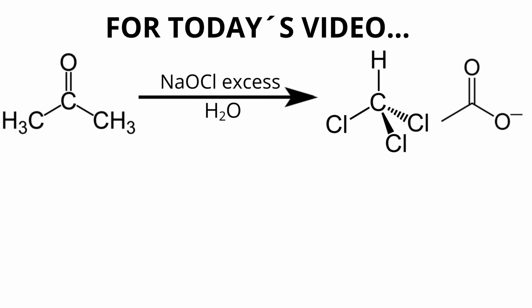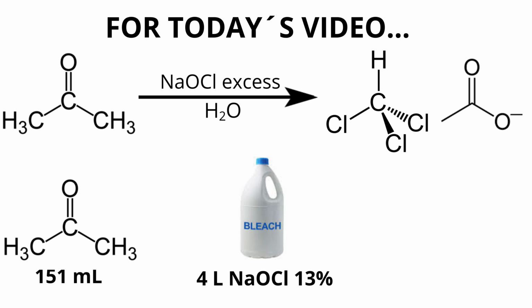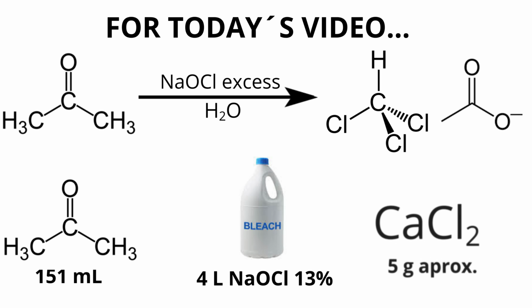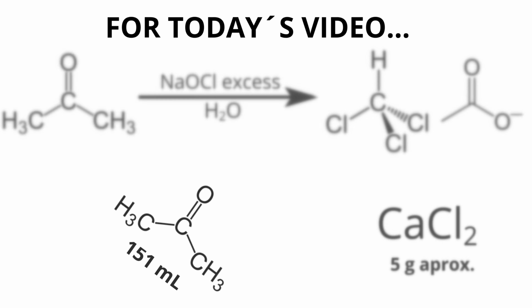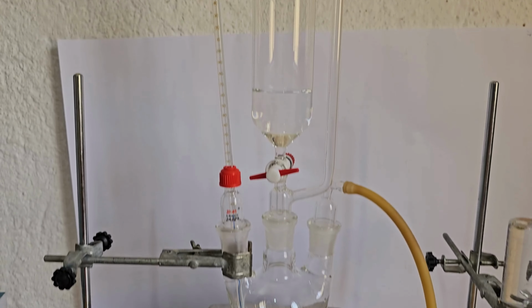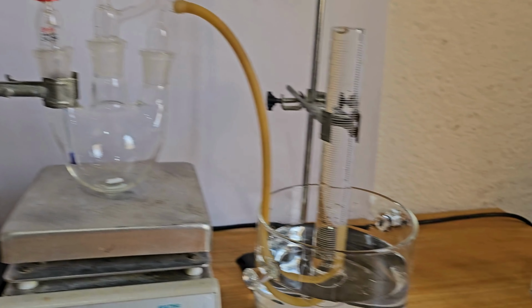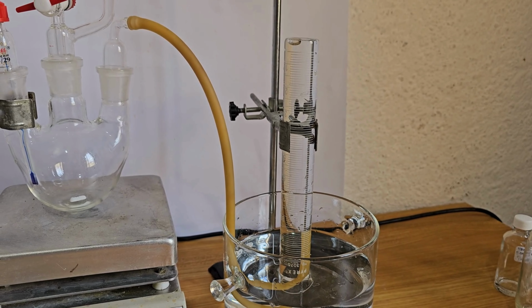So in this video I'm going to perform the haloform reaction of acetone using 13% sodium hypochlorite. For this experiment you will need 151 ml of acetone, 4 liters of sodium hypochlorite and 5 grams of calcium chloride for drying. First, we have to measure the concentration of the sodium hypochlorite solution, and it's necessary to set up a system like this.